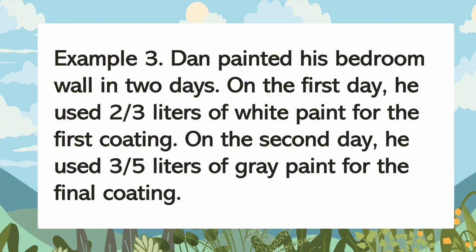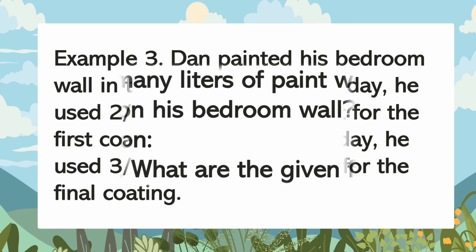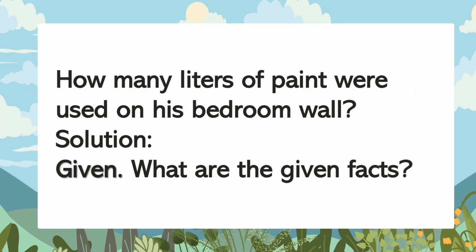Now let us try to analyze our example number 3. Dan painted his bedroom wall in 2 days. On the first day, he used 2/3 liters of white paint for the first coating. On the second day, he used 3/5 liters of gray paint for the final coating. How many liters of paint were used on his bedroom wall?